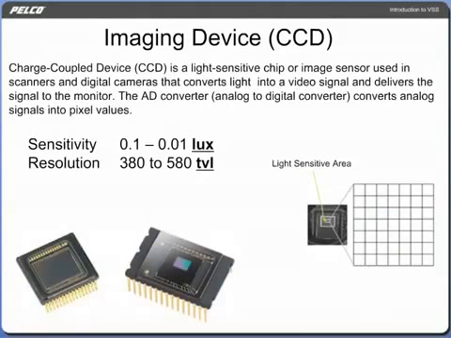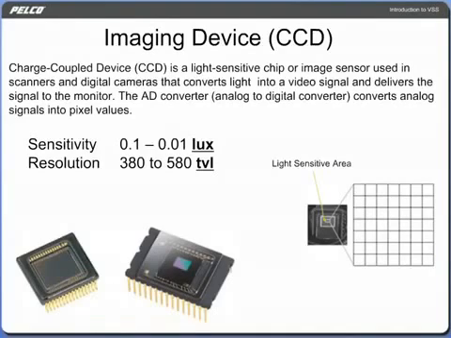A charge-coupled device, CCD, is a light-sensitive chip or image sensor used in scanners and digital cameras that converts light into a video signal and delivers the signal to the monitor. The AD converter, analog to digital converter, converts analog signals into pixel values.